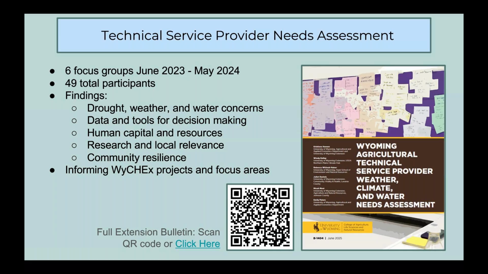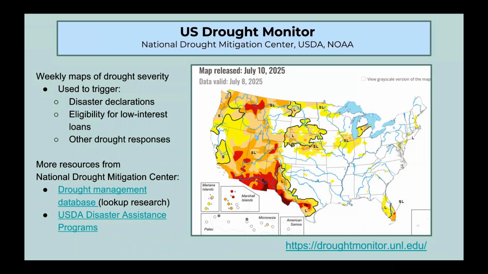And I will pass it off to Hannah to talk a little bit about some existing resources that we would like to kind of inform folks about. Hi, I'm Hannah Rogers. I'm a research scientist at the university, and I just wanted to talk about a few resources that we've been sharing or working on adapting to help Wyoming producers.